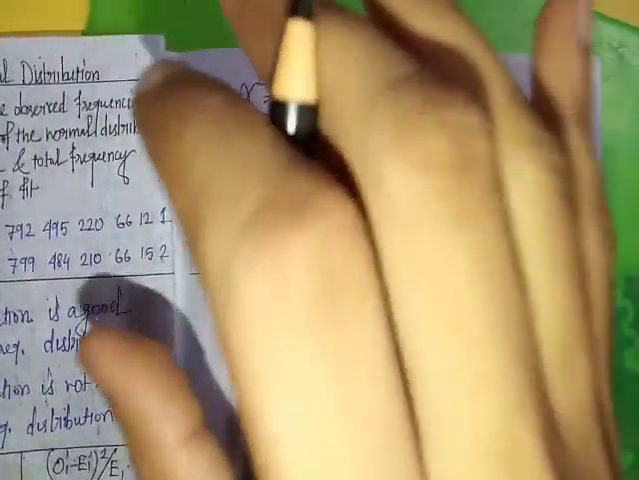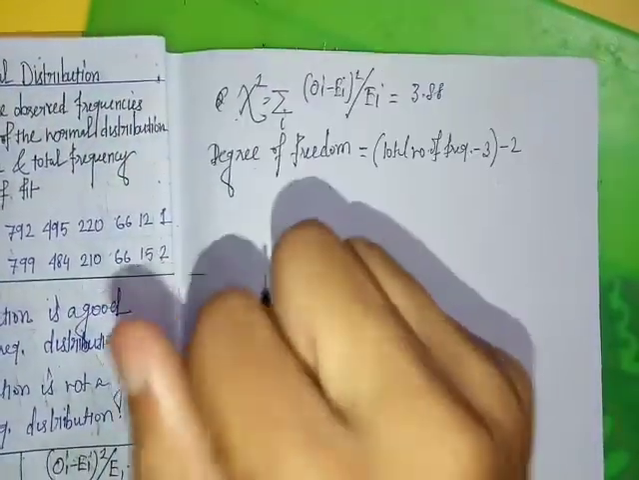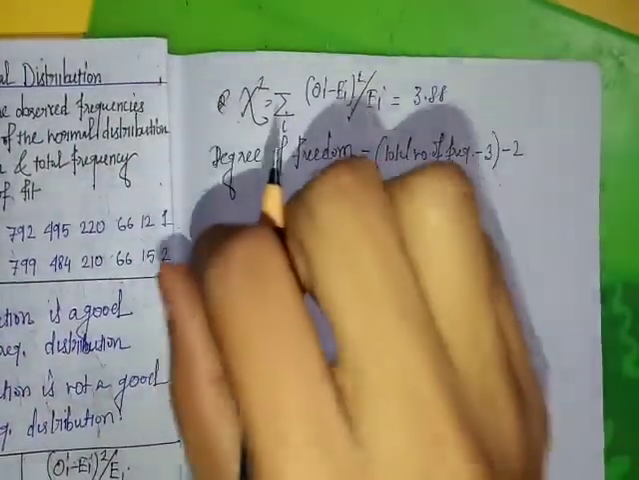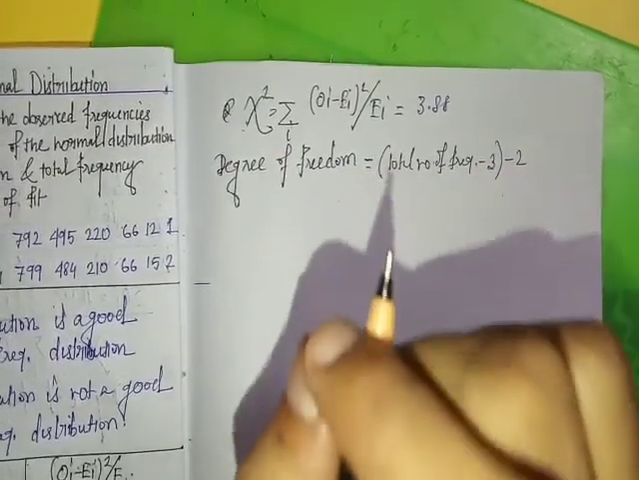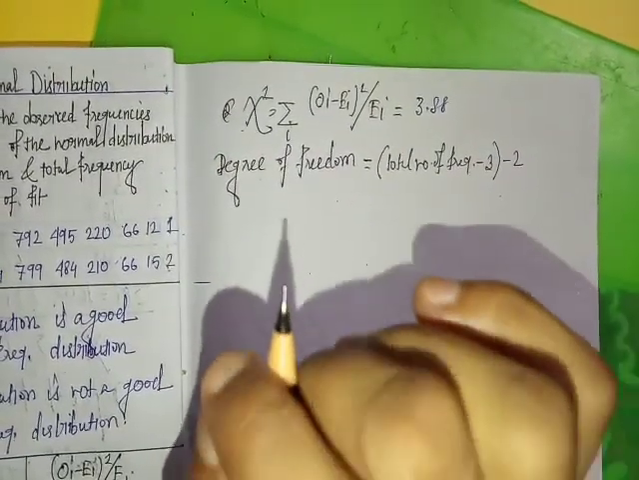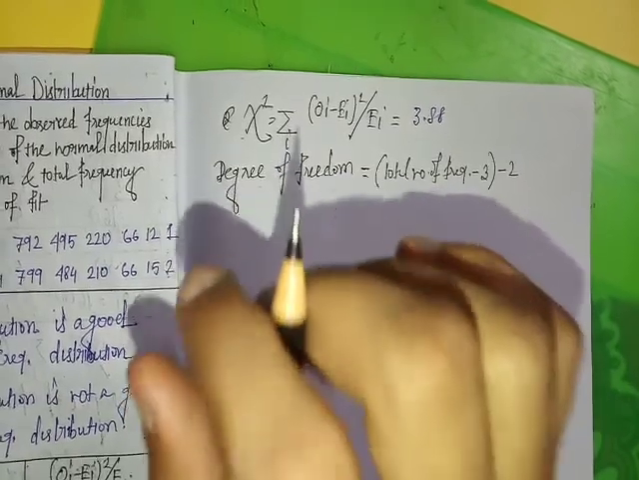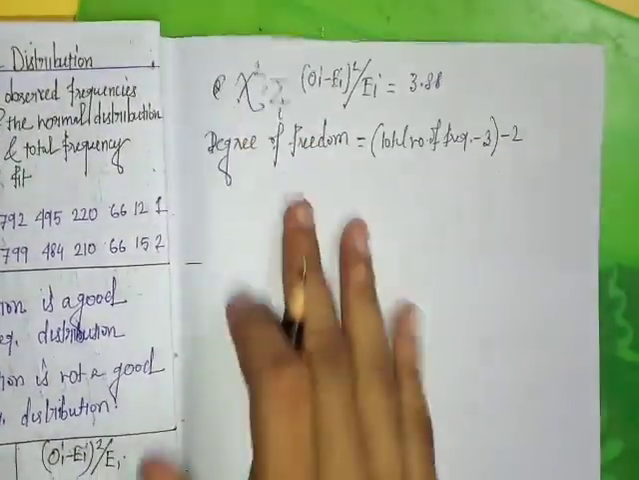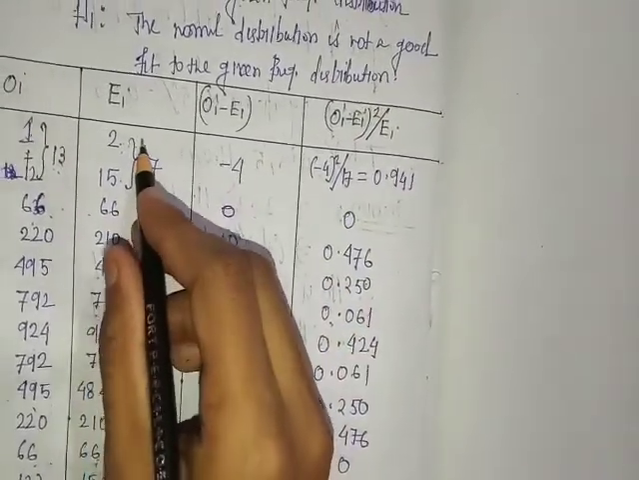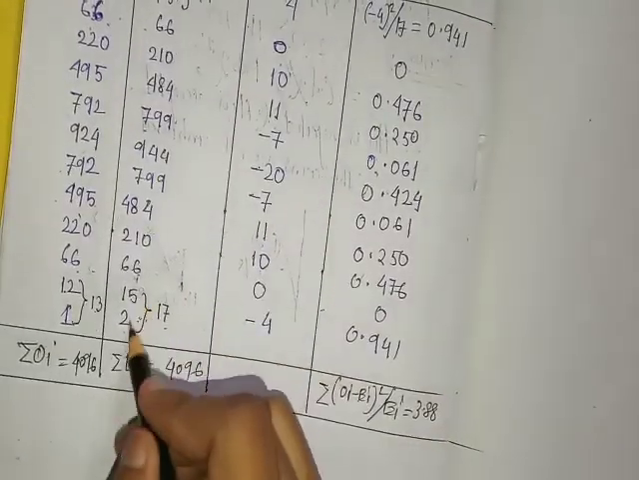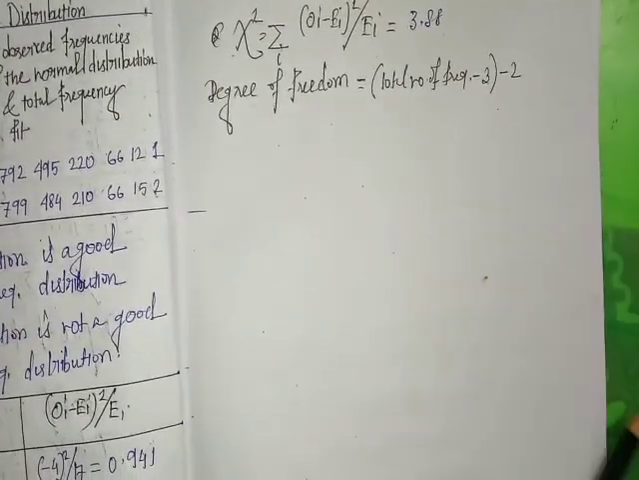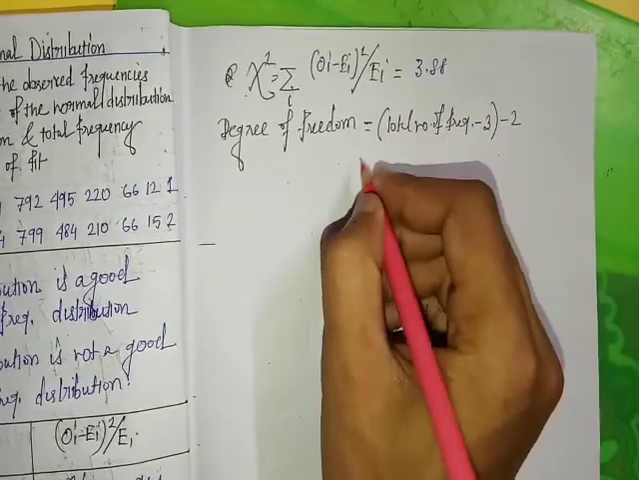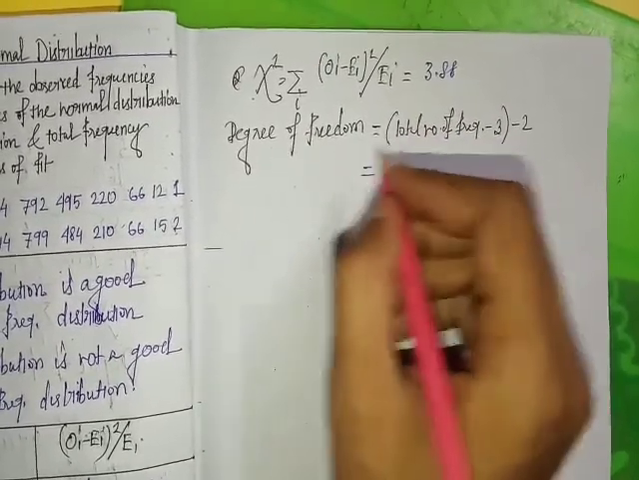Please remember, the general formula of degrees of freedom for normal distribution is total number of frequency minus 3. But in this problem 2 degrees of freedom are lost in pooling. Then the new degrees of freedom becomes total number of frequency minus 3 minus 2.